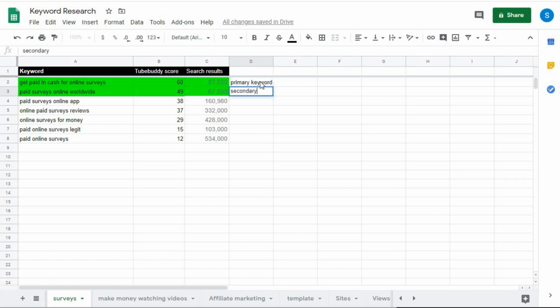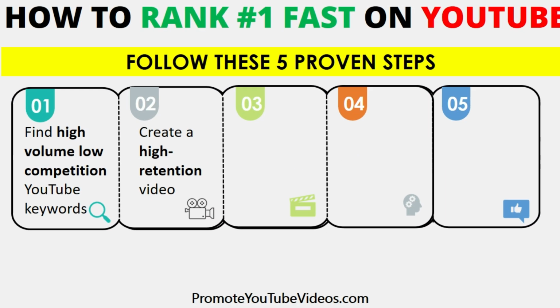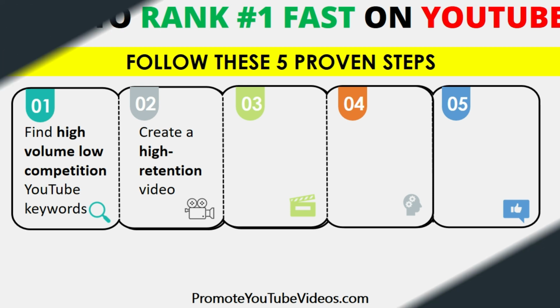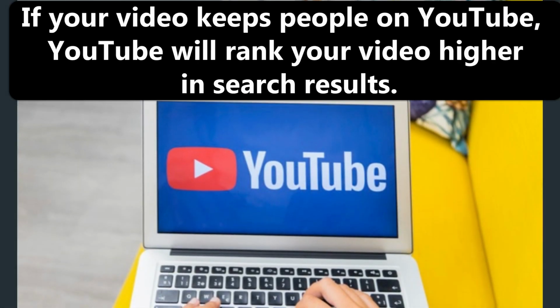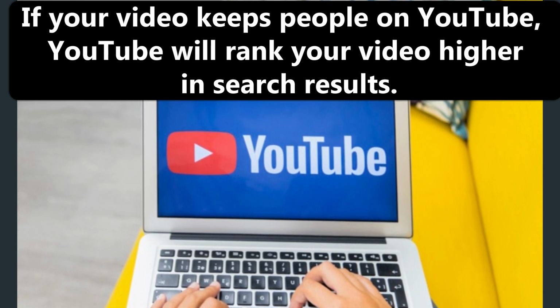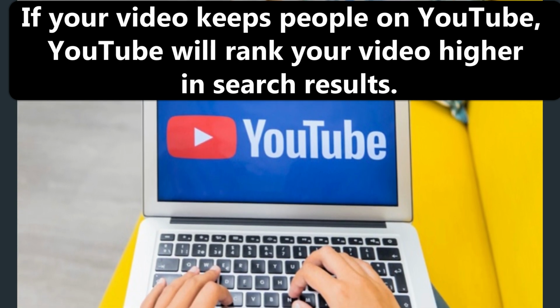Now that you have your main keyword that you want to rank for, it's time to move to the next step of how to rank your YouTube videos fast for targeted traffic. If you want your videos to rank, you need to keep people watching. YouTube SEO algorithm considers this a huge ranking factor. If your video keeps people on YouTube, YouTube will rank your video higher in search results.